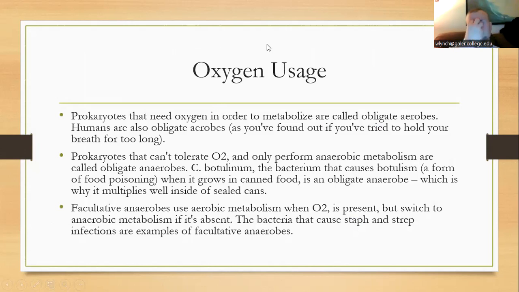Oxygen usage is going to be the primary consideration here for classification. So prokaryotes that need it are going to be the obligate aerobes. Humans, as we know, are obligate aerobes. Prokaryotes that aren't able to tolerate oxygen are usually only able to perform anaerobic metabolism. Facultative anaerobes are going to use oxygen if it's present. If it's not, then they can use an anaerobic metabolism. Examples here are bacteria that cause staph and strep infections. These are facultative anaerobes.